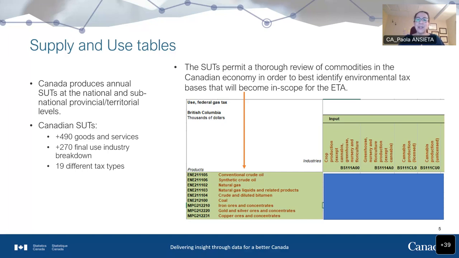Since the Canadian supply use tables account for all products supplied and used in the Canadian economy, all environmental tax revenue in Canada is accounted for in these tables. The construction of the ETA, therefore, involves developing sources and methods that decouple environmental tax revenue activity from total economic activity. It is important to note that the supply use tables are released with a 3-year lag. Therefore, the release of the most recent reference year of the ETA would be comprised of projections moving forward.